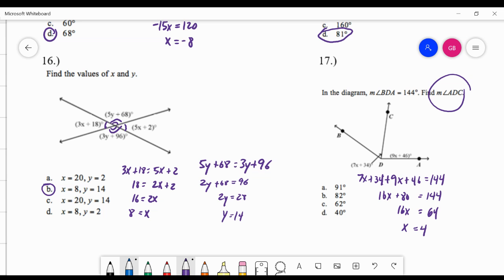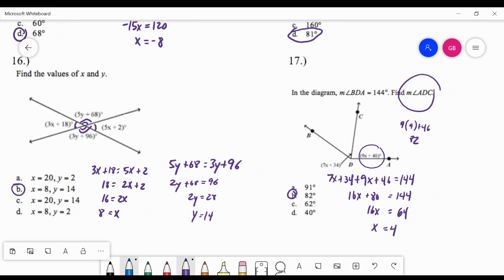Okay, ADC is this one. So 9 times 4 plus 46 is 36 plus 46, which is 82. So the answer is B.